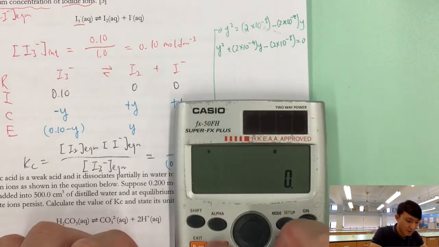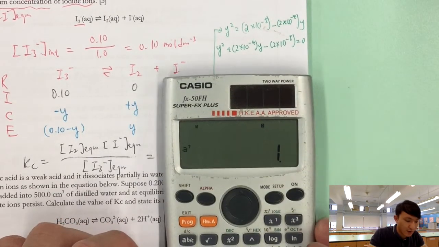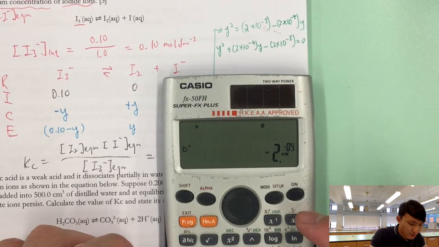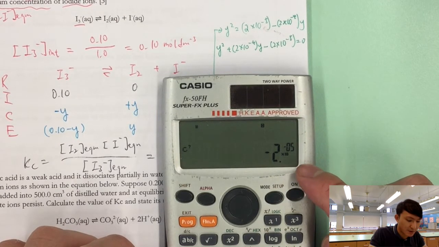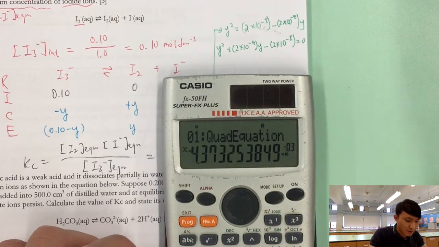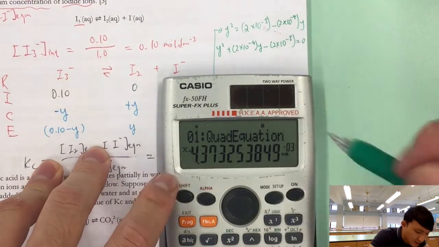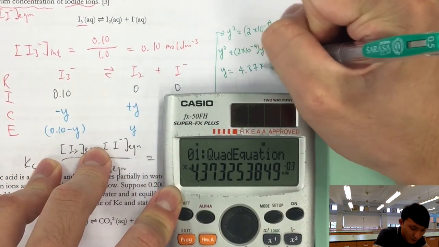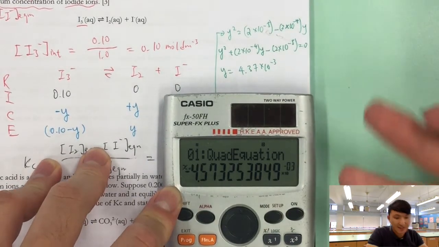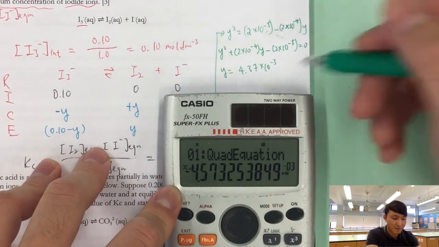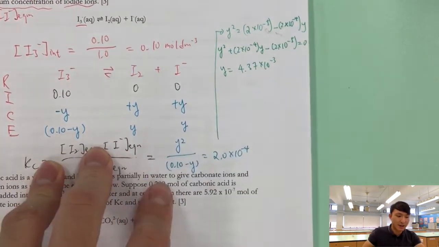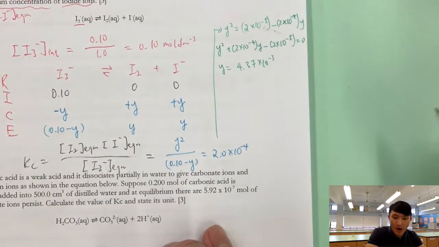Okay. A is 1, b is 2 times 10 to the power negative 4, c is minus 2 times 10 to the power negative 5. So you can see y equals this number, or the negative one, okay? But it's not mathematics, so you can simply put down the valid root of the equation, okay? So this is how you get y, right?